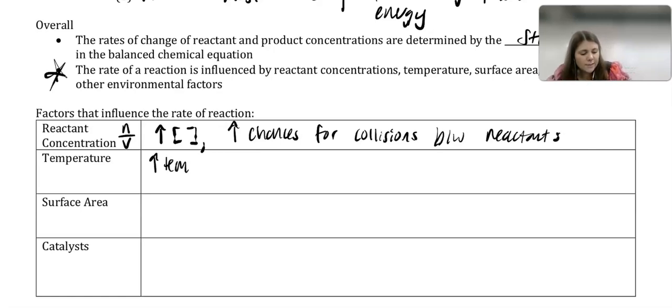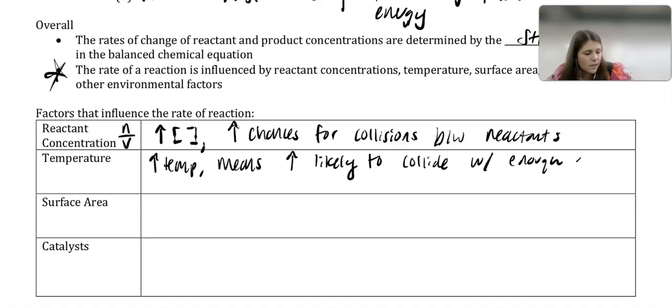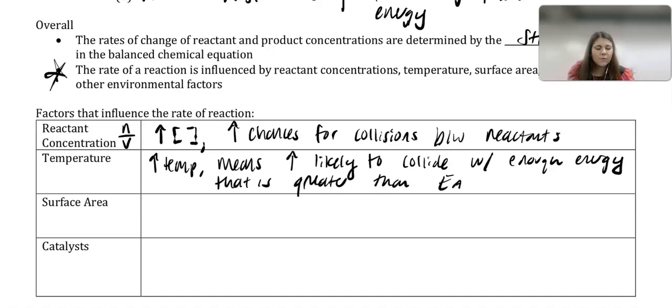Temperature. If we increase the temperature, it means an increased likelihood of colliding with enough energy that is greater than the activation energy. If you think about it, if we increase the temperature, we increase the kinetic energy. A lot of kinetic energy will help us get energy that's greater than that activation energy. Yes, you could say that you increase the speed of the particles, but here, when it comes to rate of reaction, we try to focus more on the energy part.